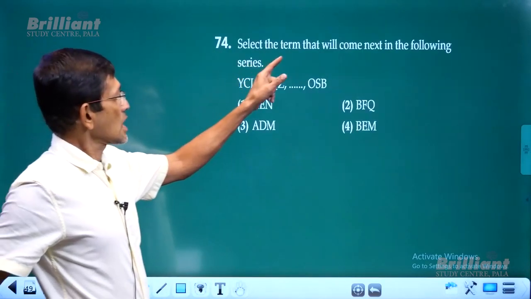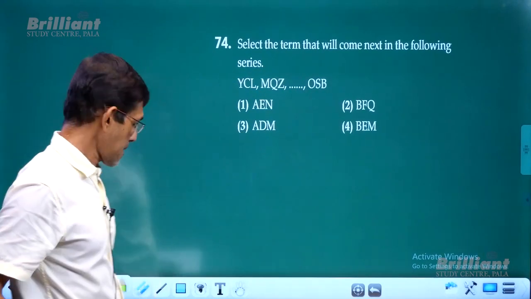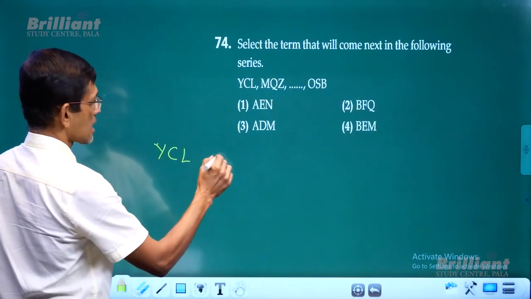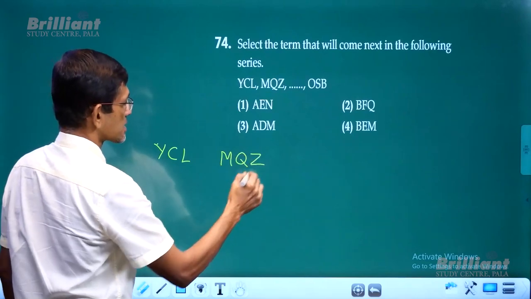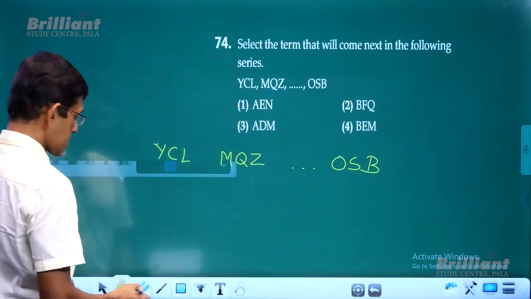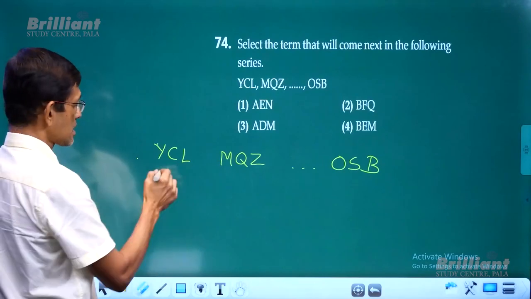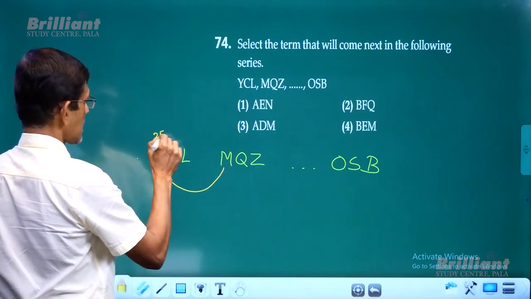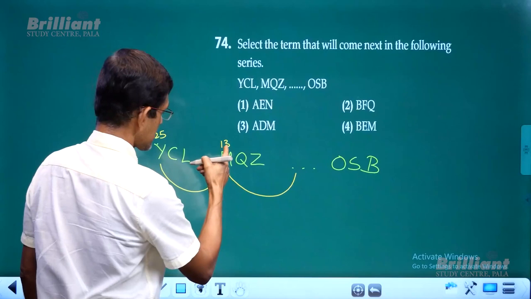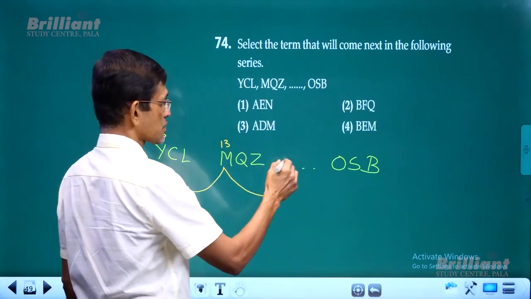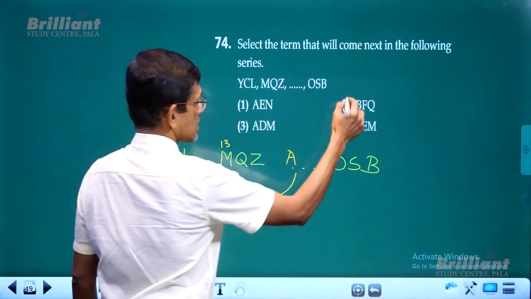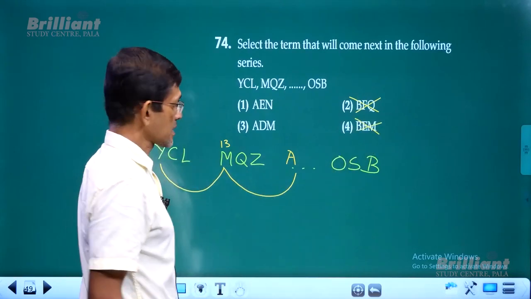Select the term that will come next in the following series. Y, C, L, M, Q, Z, O, S, B. We'll take just the first letters as we have done earlier. Y is 25 and M is 13, so that difference is 12, so minus 12. Then if you take M, 13 minus 12, that can be A. So the first letter of your answer can be A, so this one cannot be the answer, this one cannot be the answer. How about the second letter, C?